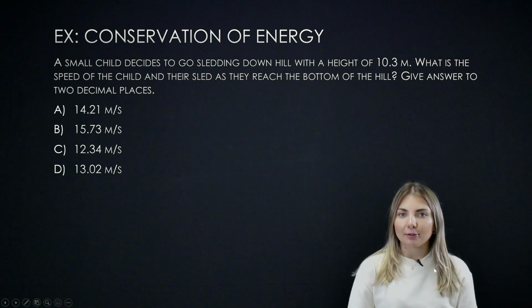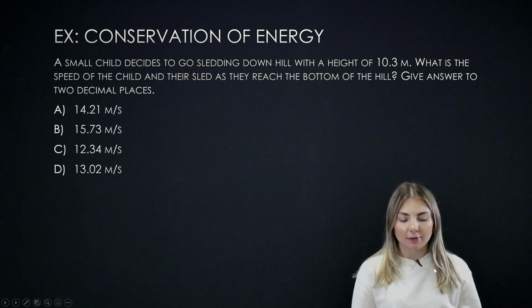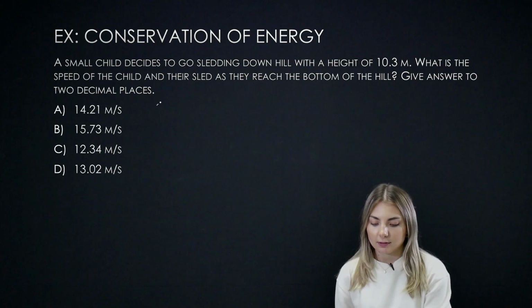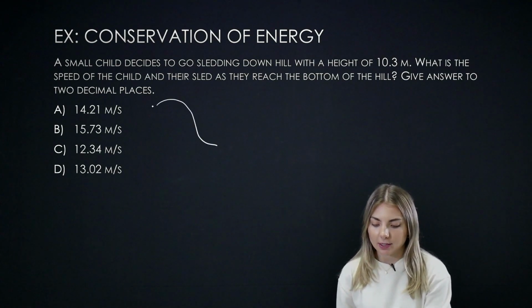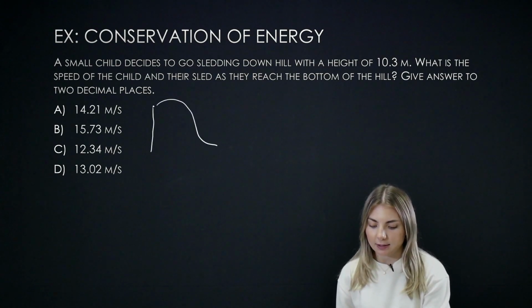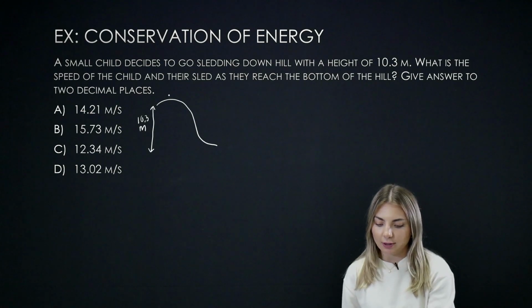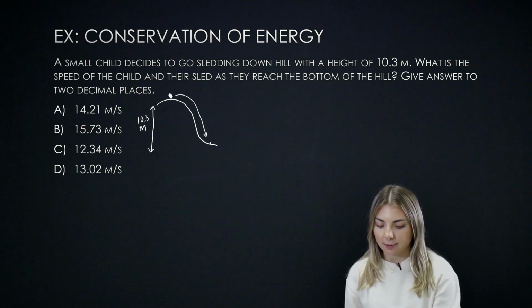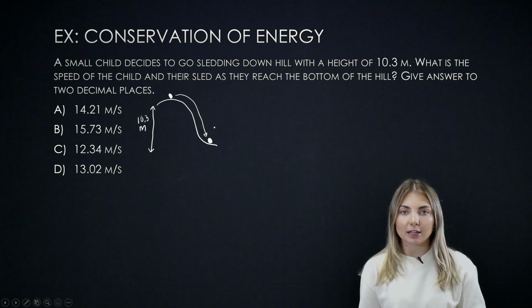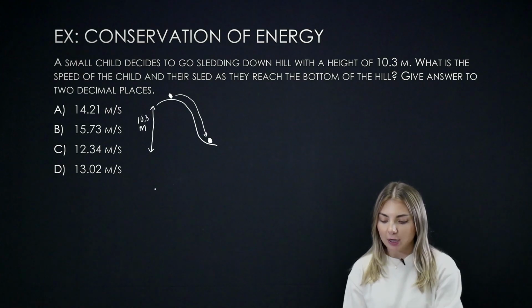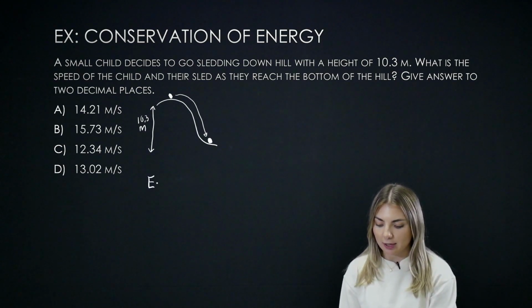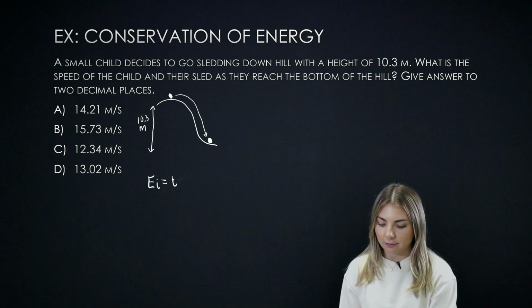So to start off, I'm going to draw this hill so we get a better visual of this problem. So here's our hill, and we know that this hill is 10.3 meters tall. And we know that the child is going to start at the top of the hill on their sled, and then they're going to sled down to the bottom. Based on this, we can apply the law of conservation of energy because we know that the initial energy is going to equal the final energy.